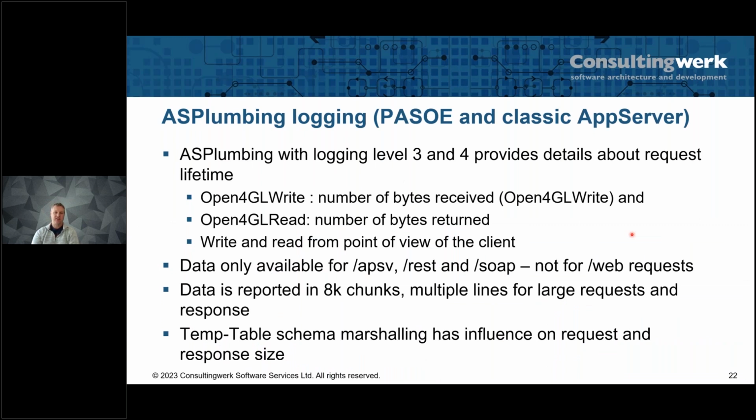ASPlumbing is a logging level which provides details about the request lifetime. So when did it start? When did it finish? How many bytes were read? How many bytes were written by the client? And this is available for APSV, REST, and SOAP, although not for web requests. You can end up with lots of lines in the logs because the data is reported in chunks. It says I got an ack chunk, I got an ack chunk, I sent back an ack chunk.